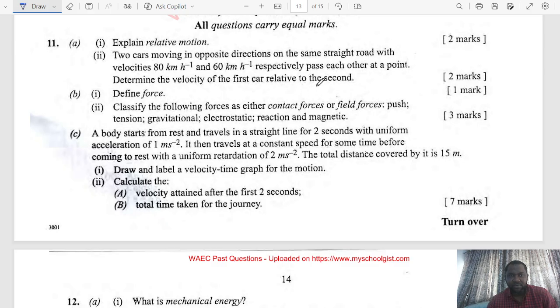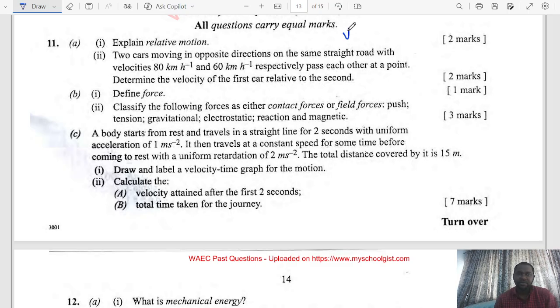Now number 2 says two cars moving in opposite direction on the same straight road with velocities this and this respectively pass each other at a point. Determine the velocity of the first car relative to the second. Now whenever two cars are moving in opposite direction, the relative motion, let me call that VR, is to add. It's going to be V1 plus V2. That's 80 plus 60, which is equal to 140. So the answer here is 140 kilometers per hour.